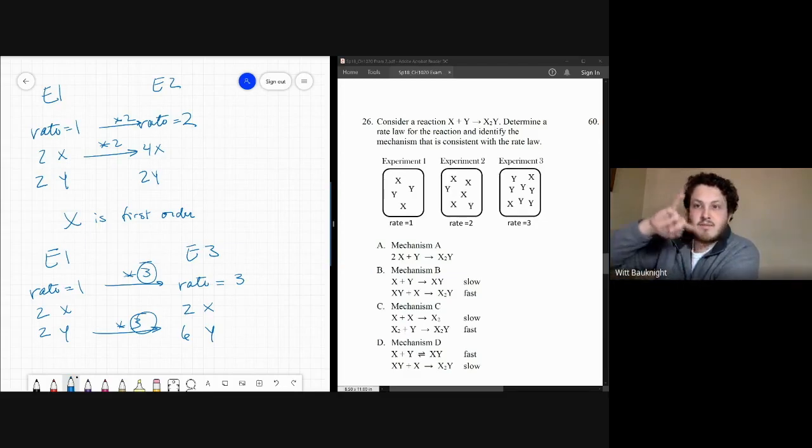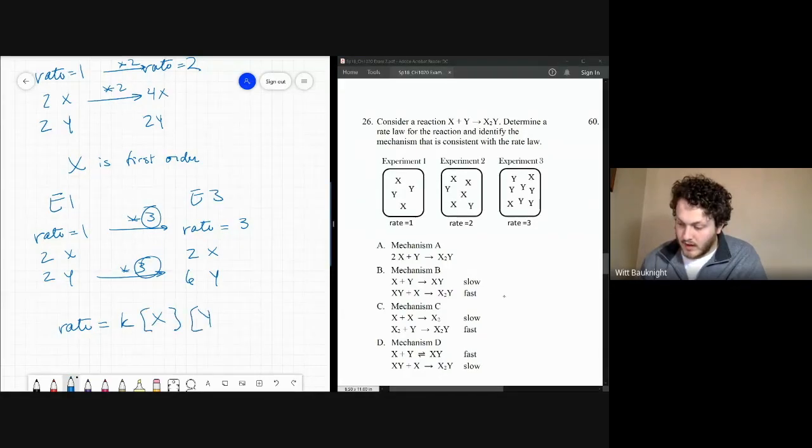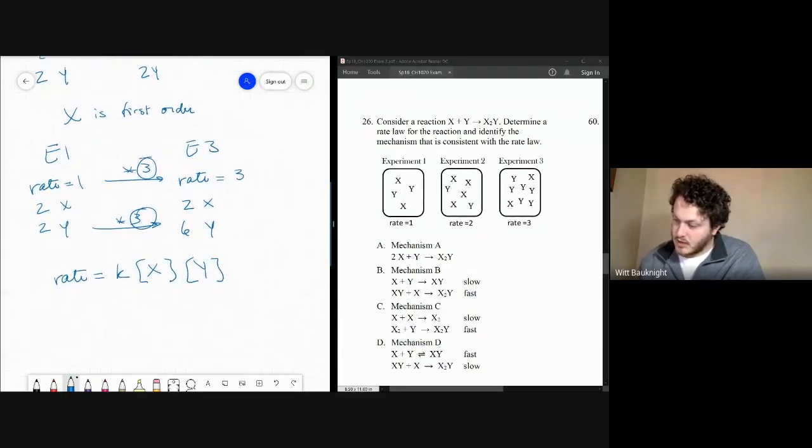And since our concentration of Y's triples and our rate triples, it's like a linear relationship, which means that it's first order. First order means linear. Zero order means it's flat. Second order means like a parabola. All right. So we know that the rate is going to be equal to some rate constant times the concentration of X to the first power times the concentration of Y to the first power.